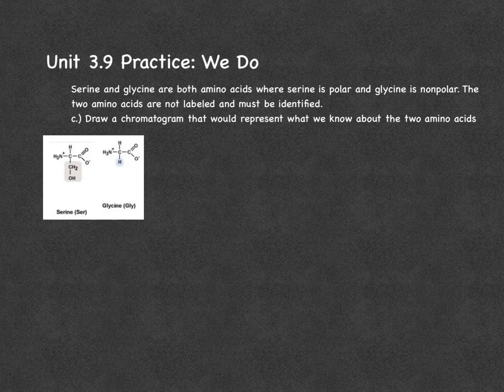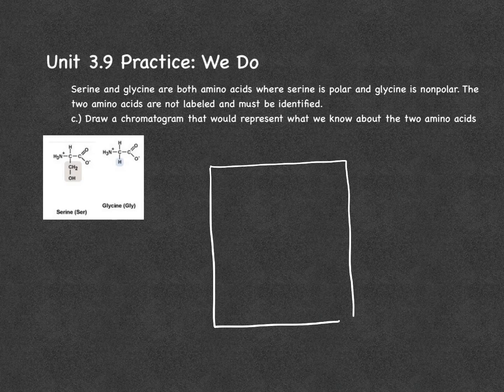So the last part of this We Do practice wants us to draw a chromatogram that would represent what we know about the 2 amino acids. So the first thing I'm going to do is draw my little chromatogram. So I'm going to draw my little square here, and then I've got my start line at the bottom, and then I'm going to do a little dashed line at the top to indicate where my solvent was allowed to run to, so kind of my end line at the top.